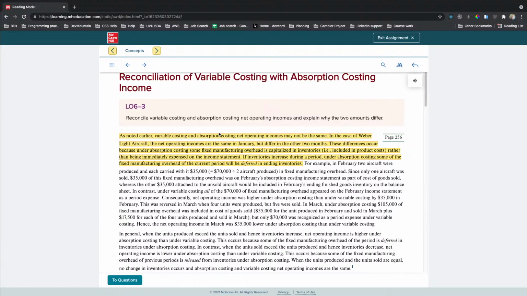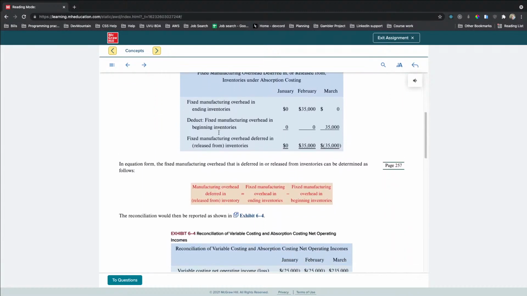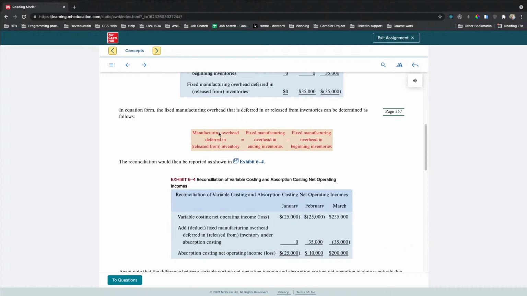In general, we kind of already talked about this. Let's beat a dead horse. So this is the equation: fixed manufacturing overhead deferred in inventory equals fixed manufacturing overhead in ending inventories minus fixed manufacturing overhead in beginning inventories.